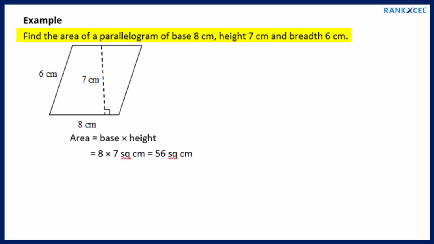Example. Find the area of a parallelogram of base 8 centimeters, height 7 centimeters and breadth 6 centimeters. Area equals base times height, equals 8 times 7 square cm equals 56 square centimeters.